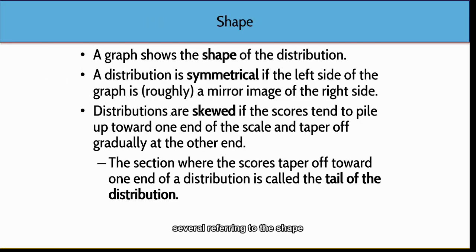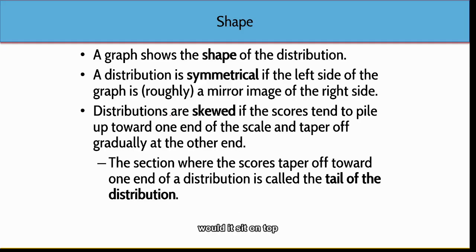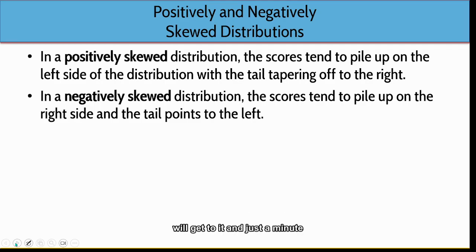So when we're referring to the shape of a distribution, we look at a graph for that. A distribution is going to be symmetrical if the left and the right side roughly mirror each other. So if I could fold it over on itself, would it fit on top? Distributions are going to end up being skewed if you've got a pull on one side or the other. And that means you've got outliers that are stretching out the tail ends of your distribution. So what does that look like? We'll get to it in just a minute.